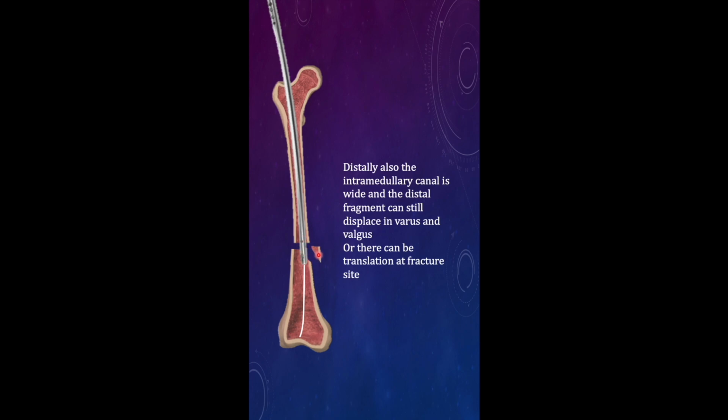So here there is medial comminution. Therefore the nail will pass more towards the medial side at the fracture site, so there will be a chance of valgus angulation because of this. On the contrary, if there is comminution somewhere here, the nail will have a tendency to go somewhere here and there will be chances of varus angulation.